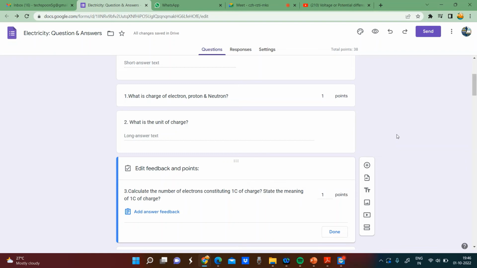What is the meaning of 1 coulomb charge? It is the amount of charge of 6.25 into 10 to the power 18 electrons. That's it. Just write it, because sometimes they can ask either the first question or the second question, so the given answer is the same. It is the amount of charge of 6.25 into 10 to the power 18 electrons. Got it, Lakshminanda?